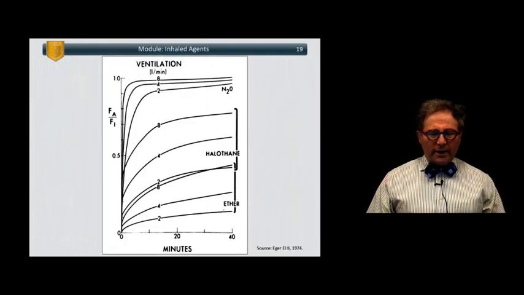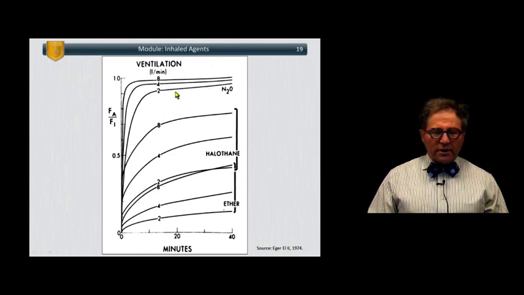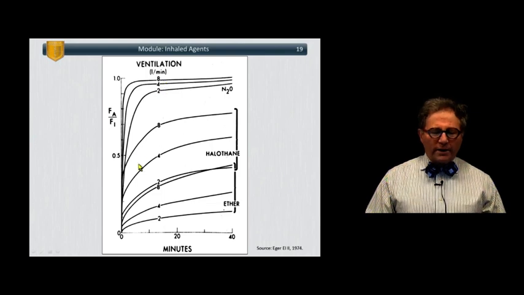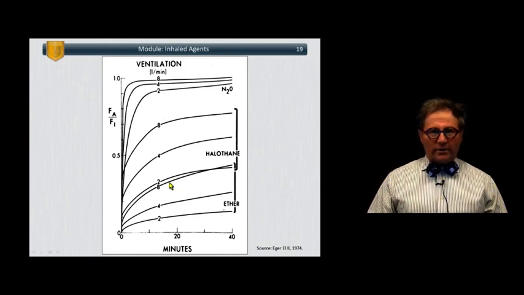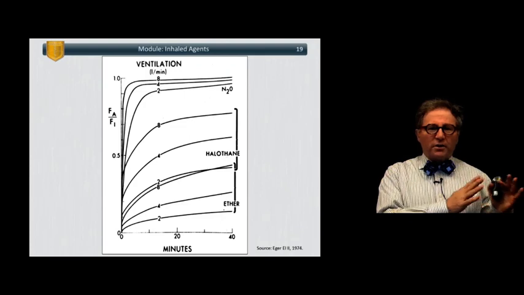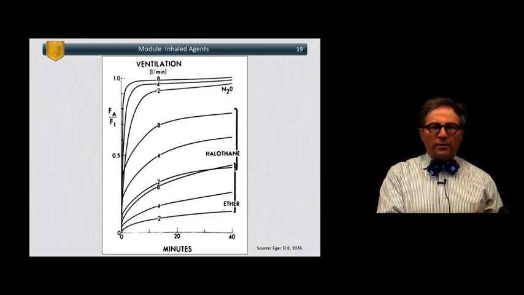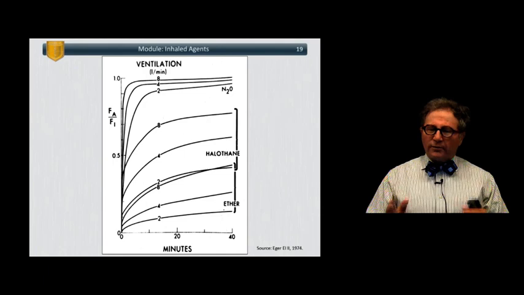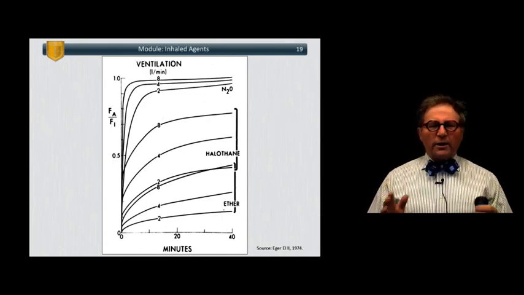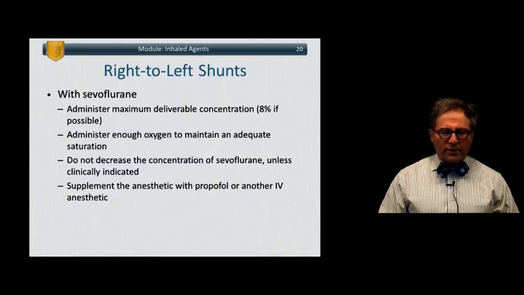And here we can see it once again, that the wash-in of the insoluble agent is minimally affected, increasing 4-fold from 2 to 8 liters a minute. Whereas with the very soluble agent, the FA over FI, the wash-in, is much greater, almost 3-fold, with increasing the ventilation fourfold. So ventilation and cardiac output affect primarily soluble agents, but shunting affects primarily insoluble agents, and we cannot compensate for that.